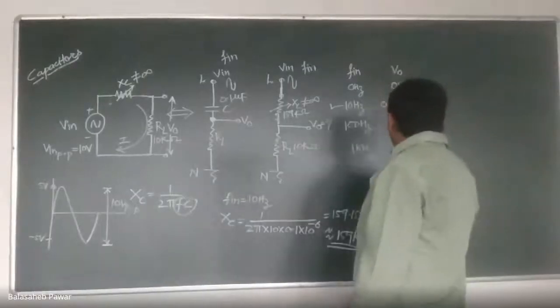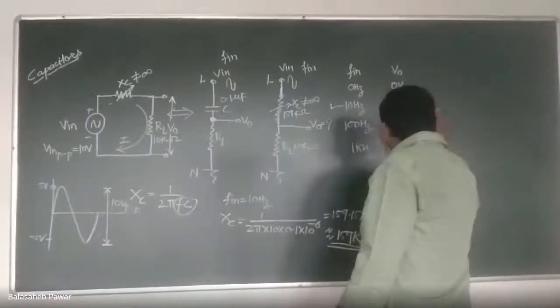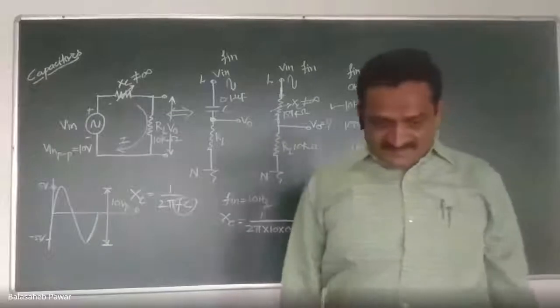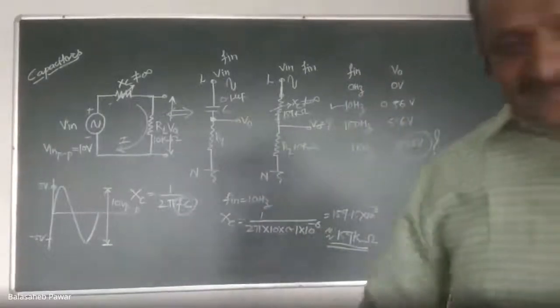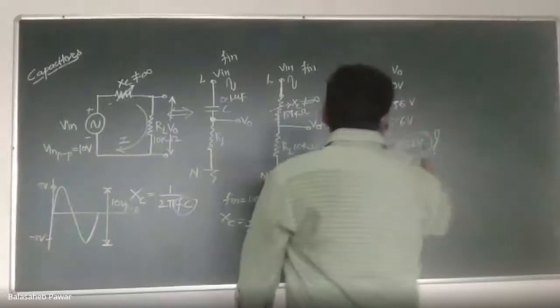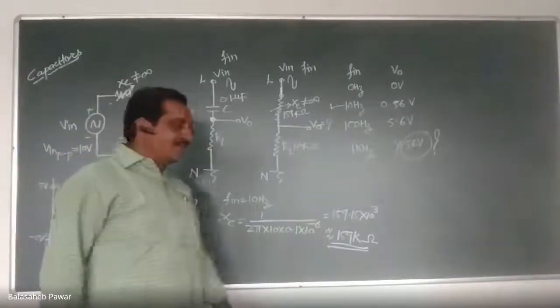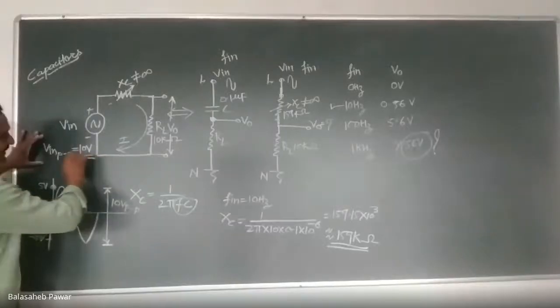56 volt. Expected output is now 56 volt. Now the question is, can we really obtain that output of 56 volt in this example, or for the shown circuit? What do you think? Can we really obtain an output of 56? No, sir. Why? Because, sir, the input is 10 volt. Right, our input voltage is 10 volt peak to peak.